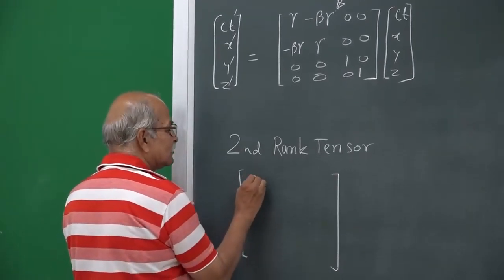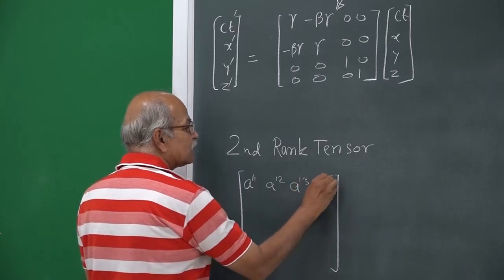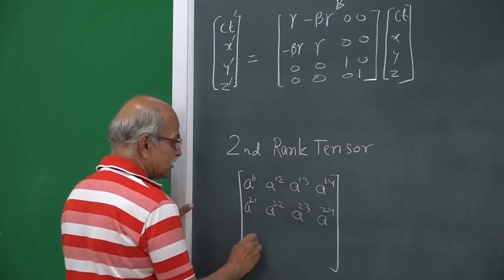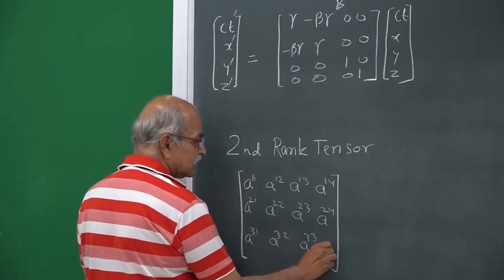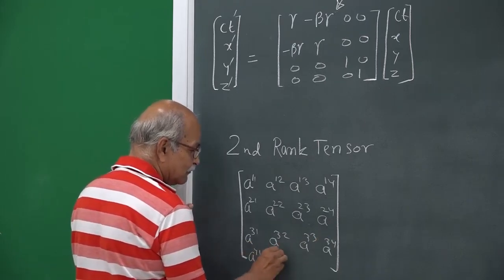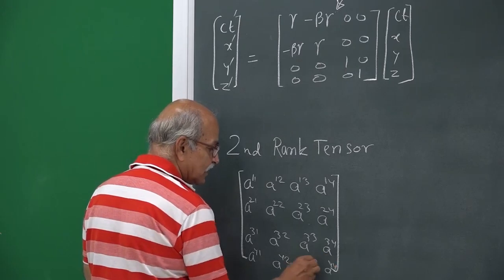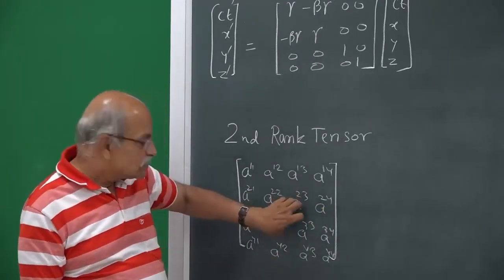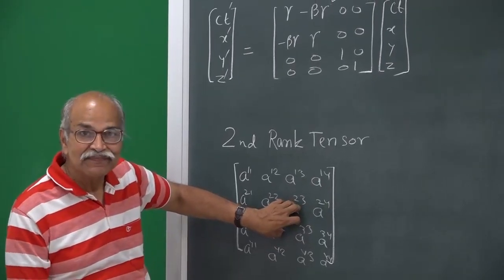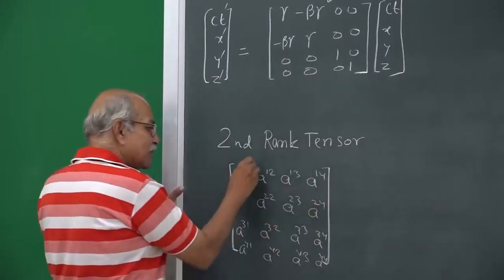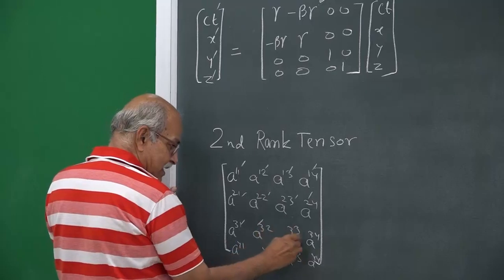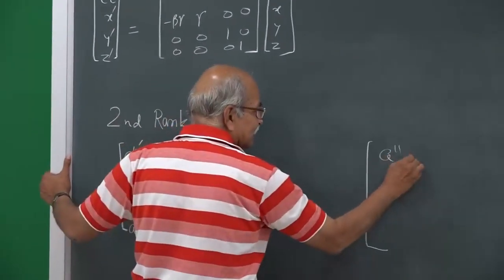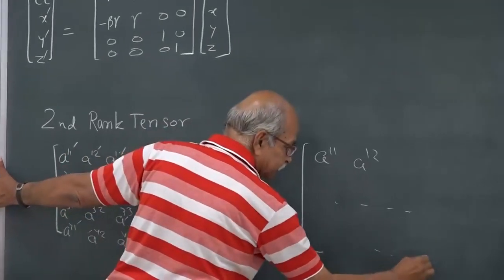So let me say A11, A12, A13, A14, like that, A21, A22, A23, A24, then A31, A32, A33, A34, A41, A42, A43, A44, like that. So if you have a quantity which can be expressed in terms of such 16 components in a given frame, and if it so happens that in S prime you have these components and in S you have these corresponding components A11, A12, etc., A44, like that.